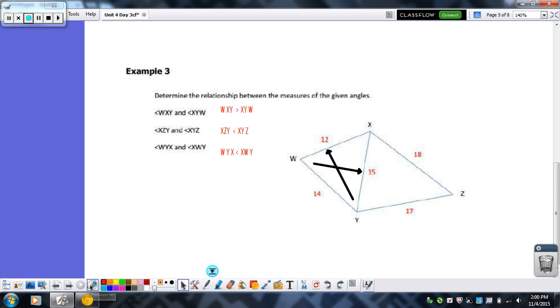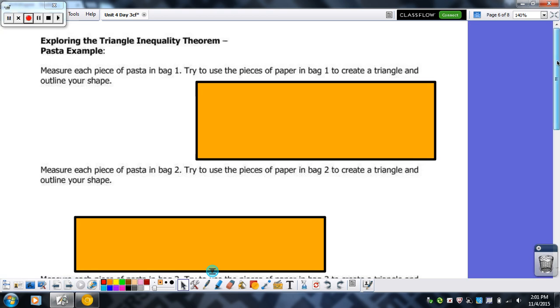So remember, the smallest angle is across from the shortest side, and the largest angle is across from the longest side. We're going to do the pasta example together in class.